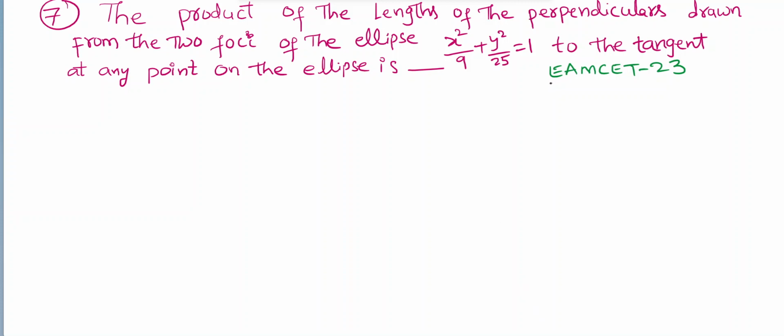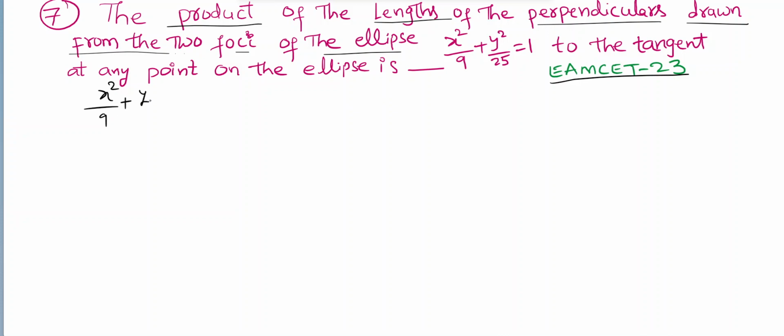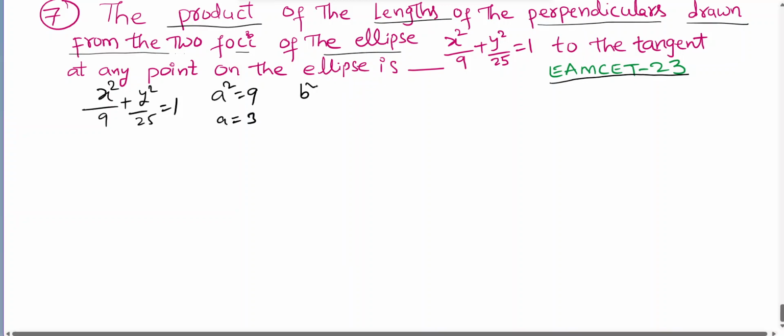Next question, this is Eapcet 2023, from the ellipse. Here it is given: the product of the lengths of the perpendiculars drawn from the two foci of the ellipse x square by 9 plus y square by 25 is equal to 1, to the tangent at any point on the ellipse is dash. Here the given ellipse is x square by 9 plus y square by 25 is equal to 1. Here a square is equal to 9, a is equal to 3, and b square is equal to 25, b is equal to 5.